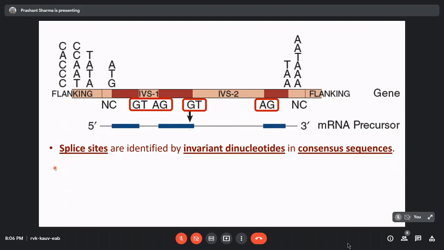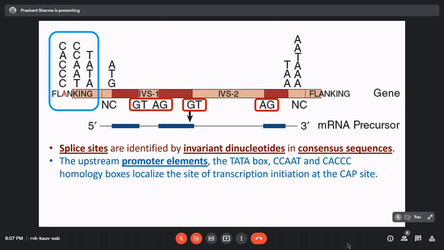So we have a spliceosomal complex which is going to be identifying these sites, and if there's some problem in their identification, then the mRNA is not going to be normal. And then I would like you to focus on these motifs over here. These are upstream promoter elements, and these 3 are very well known: the TATA box, the CCAAT, and the CACCC homology boxes. These localize the site of transcription initiation in the gene.